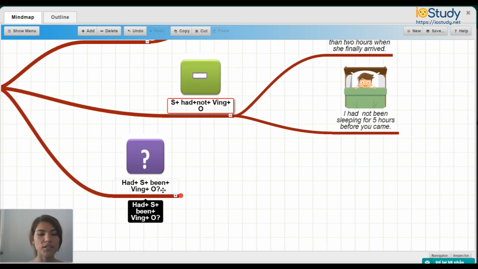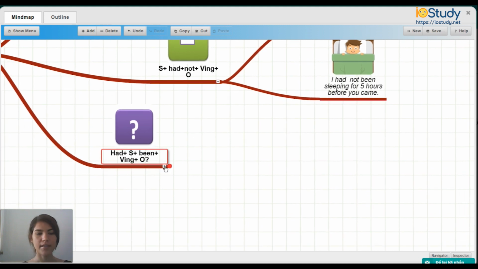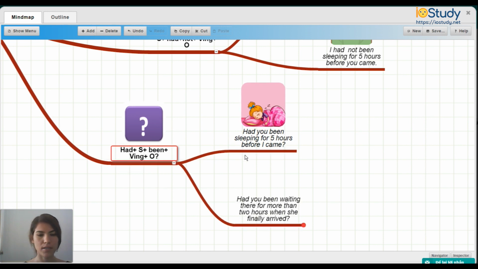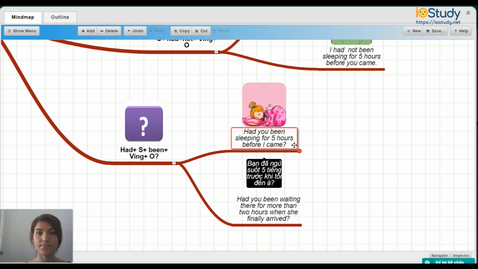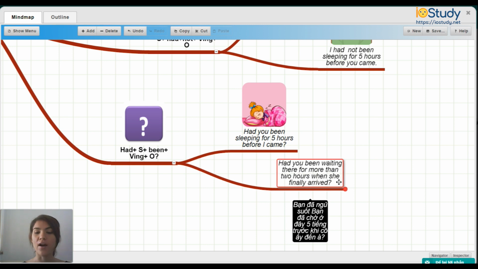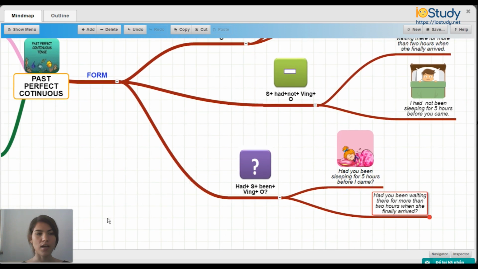And then finally, we have the question form, which is had plus subject plus been plus verb ing plus object, question mark. Here are some examples of sentences with a question form. Number one, had you been sleeping for 5 hours before I came? And number two, had you been waiting there for more than 2 hours when she finally arrived? So as you can see, both of these use the question form of the past perfect continuous.